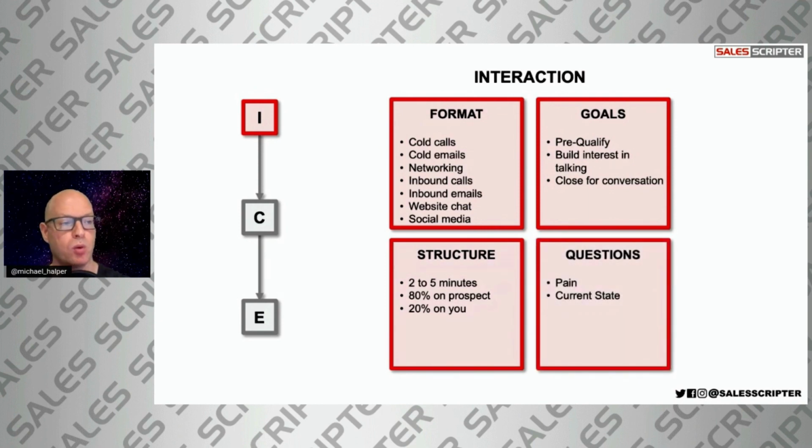And so the questions that you want to ask in the interaction step are pain questions, which we talked a little bit about in the last training module, and current state questions. We will end up giving you a lot of different questions in the Smart Sales System, and these 3 steps will tell you what questions you need to ask. The only real questions that you need to ask in the interaction step are pain questions and current state questions.